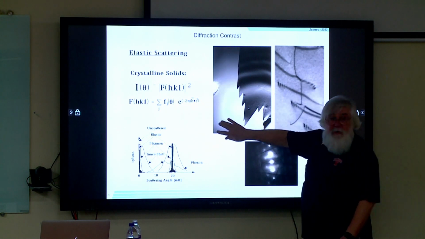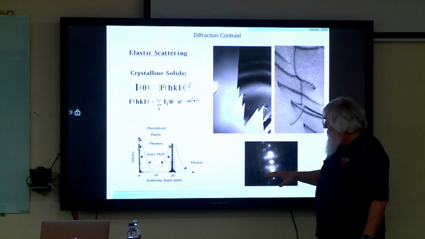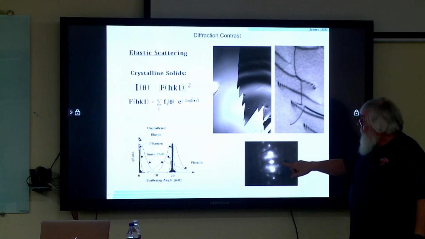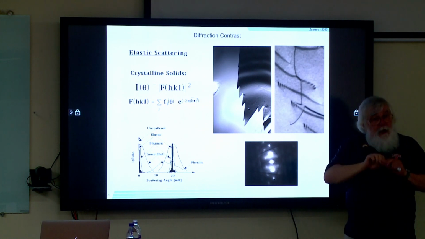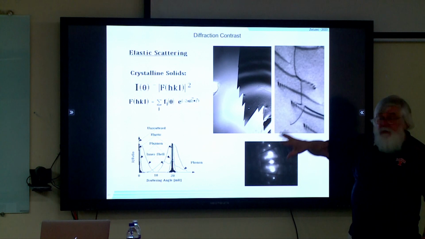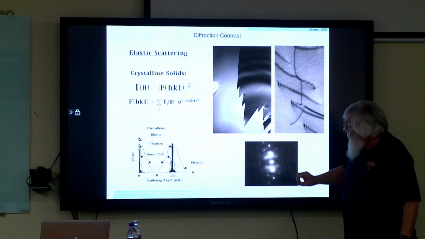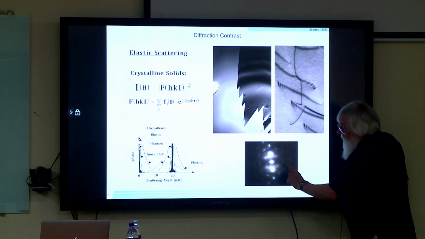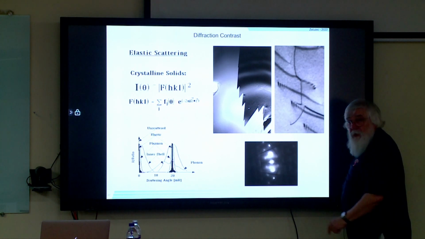In this area, the crystal is oriented such that there is not a lot of electrons that are diffracted off to an angle. So most of the electrons are going straight through. And there is an aperture, I don't show it, but there's an aperture just looking at the bright field beam.